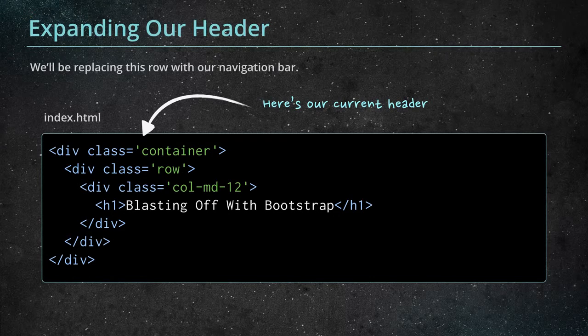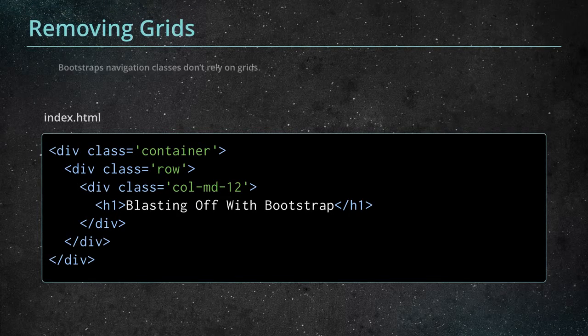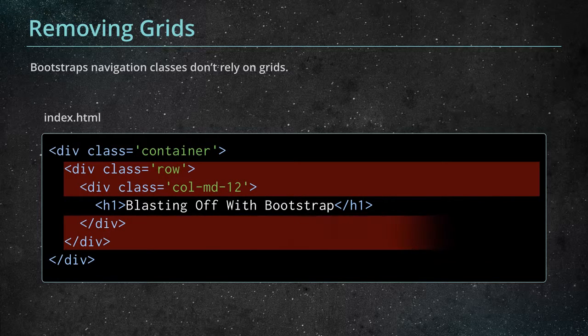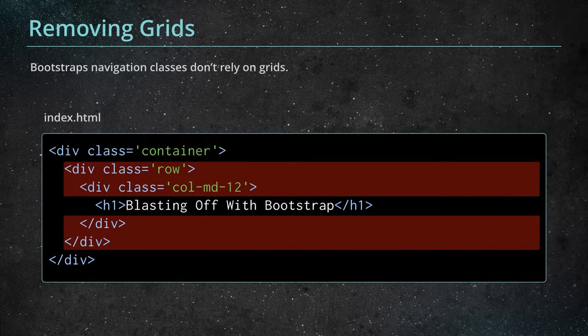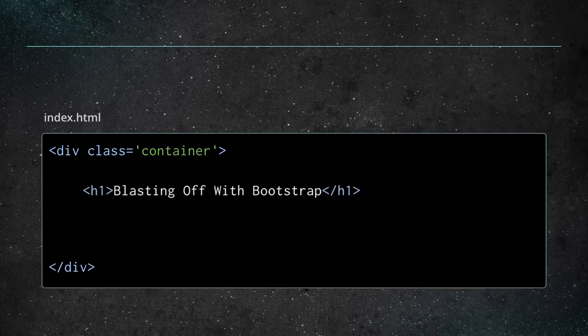One major difference for a navigation is that we will no longer be using a grid system. Because of that, we can remove our row and our col-md-12 elements altogether. So why aren't we using a grid here? Well, we'll want the width of the elements in our navigation to be determined by their content rather than by a grid system. We'll see how that'll allow us to build a more flexible navigation throughout this section.